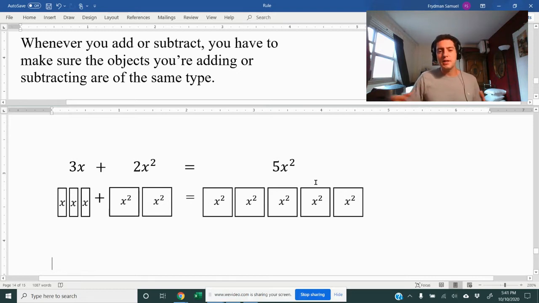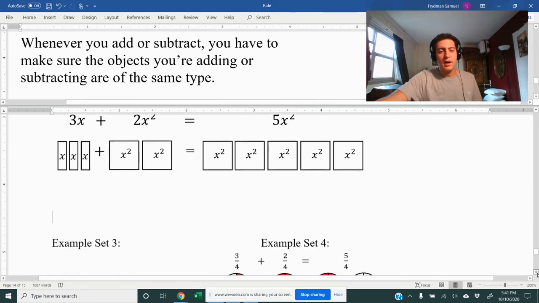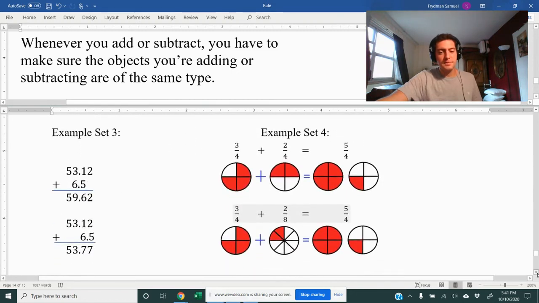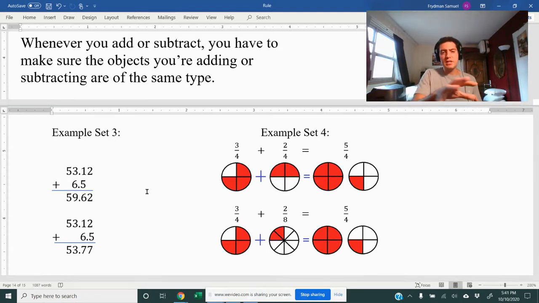And the reason it doesn't make sense is because we tried adding objects together which were not of the same type. These were x's over here, and these were x squareds. Okay? So it doesn't work. And you can say the same thing about adding or subtracting. I'm doing a lot of addition examples here because they're just easier to represent with drawings, but you could say the exact same thing for subtraction.